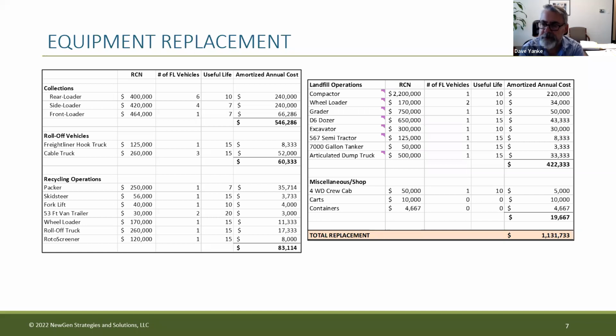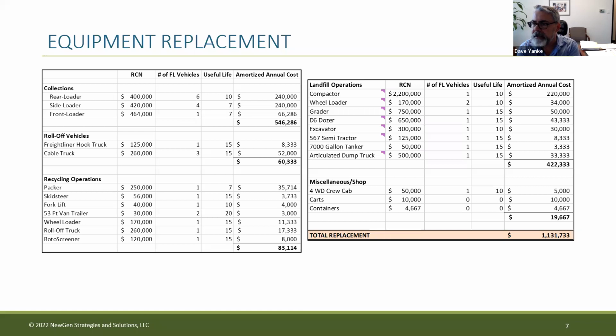What we do, and how we do all of our cost of service studies, we look at that cost. So for instance, we'll take rear loader. You have 6 of them at $400,000 a year. That's $2.4 million. If they have a useful life of 10 years, you have to amortize or set aside $240,000 a year on a cash basis for all your frontline equipment. We're looking at frontline equipment.